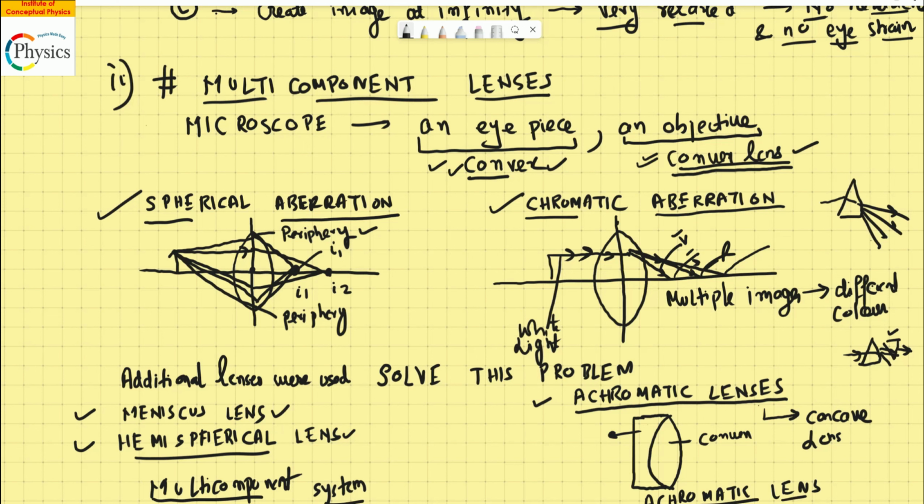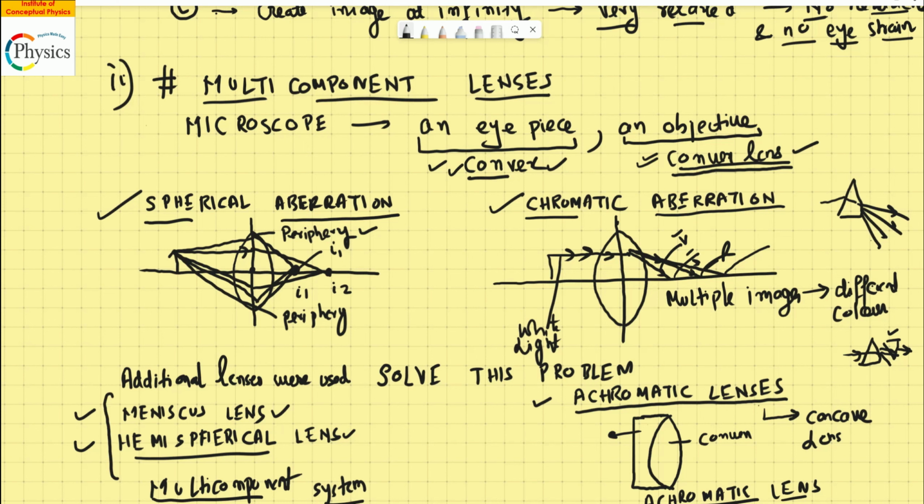So the lenses have to be corrected for chromatic aberration. A lot of corrections happen. So a simple convex lens and a two convex lens system is not sufficient for creating a nice compound microscope. Nowadays, in a modern microscope, which is a multi-component lens system, you're using additional lenses to solve these problems.